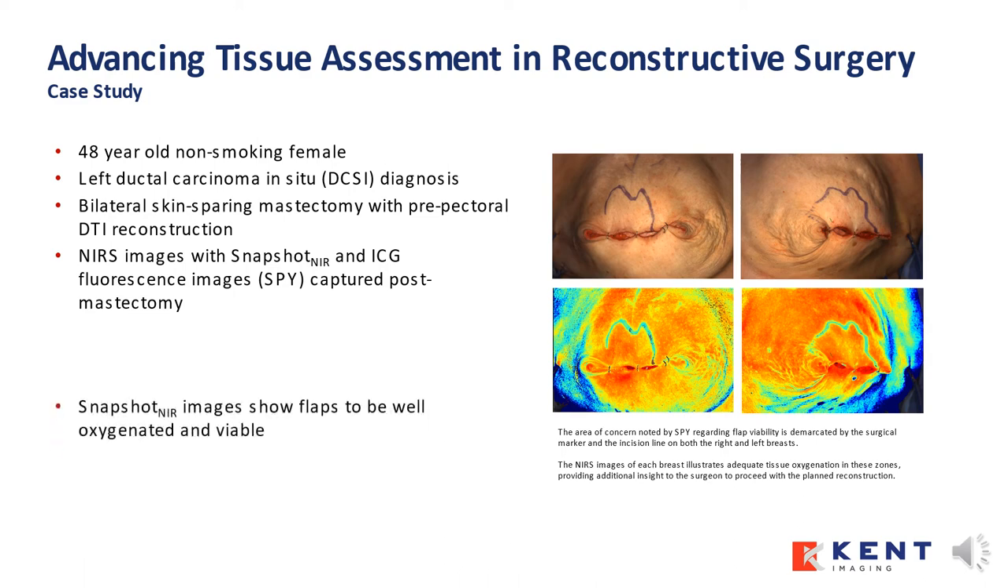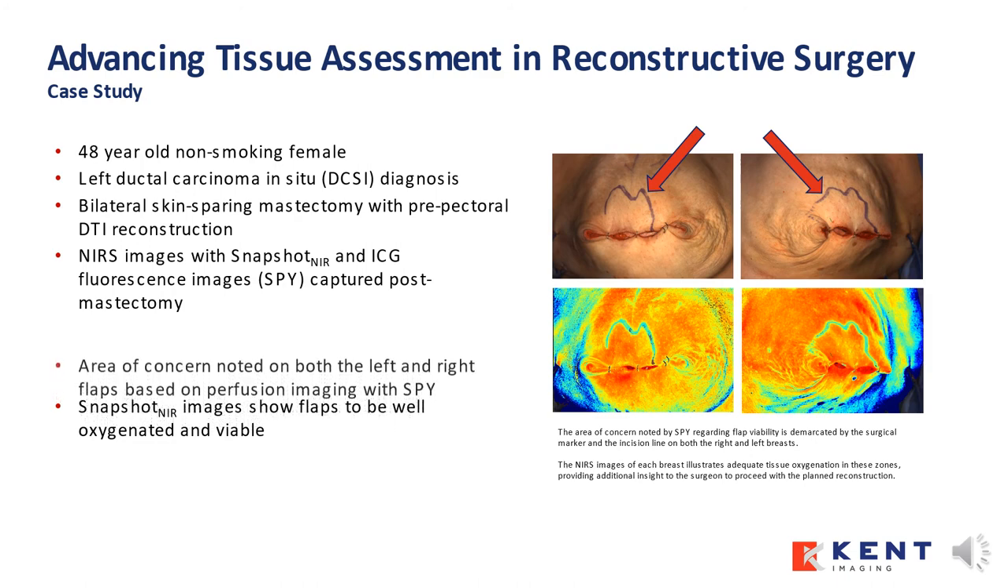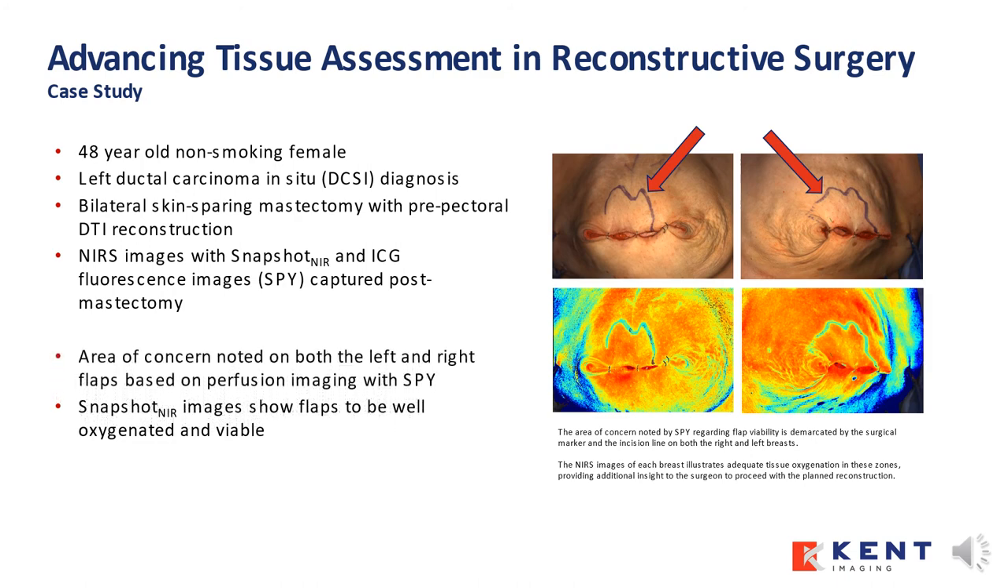SnapshotNIR images showed the flaps to be well oxygenated and viable, whereas the SPY images showed an area of concern outlined in the clinical images as the area between the surgical marker and the incision line. Mastectomy flap size was preserved based on the oxygenation images obtained with SnapshotNIR. As a result, the surgeon chose to proceed immediately with the planned direct-to-implant procedure instead of switching to expanders. The mastectomy flap survived post-operatively and completed healing without complication.